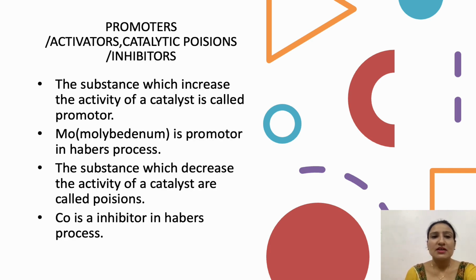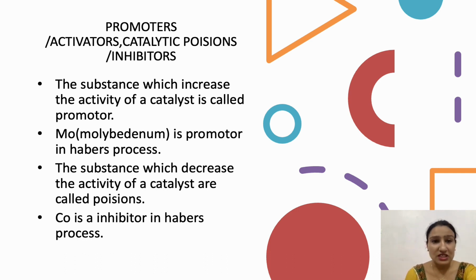Now next are promoters and activators, and catalytic poisons and inhibitors. As the name indicates, promoters promote. The substance which increases the activity of a catalyst is called a promoter. Like molybdenum is a promoter in Haber's process. Haber process is generally used for the formation of ammonia.